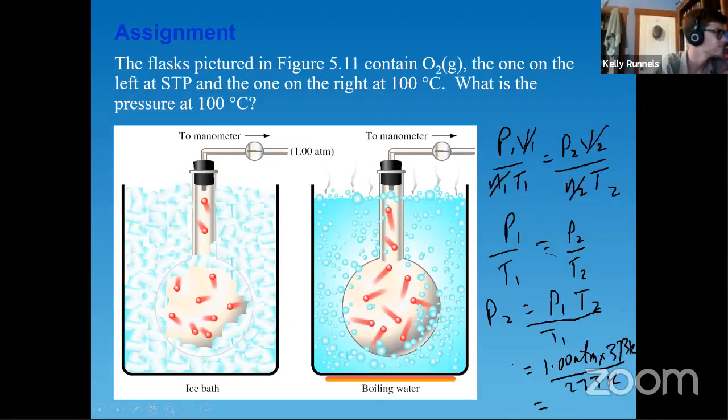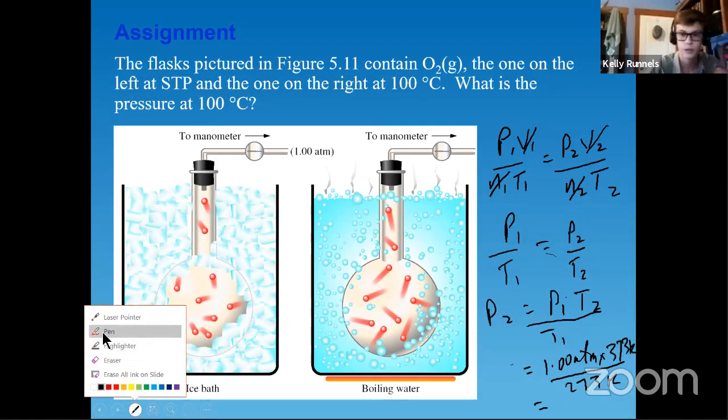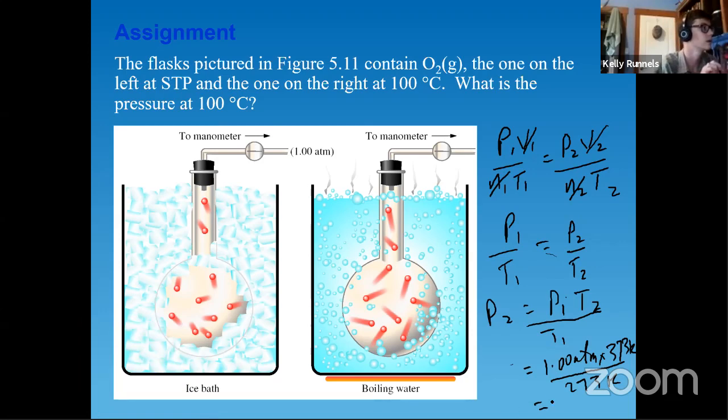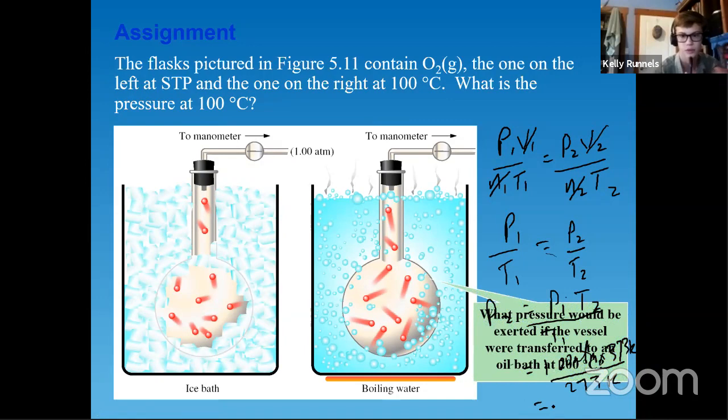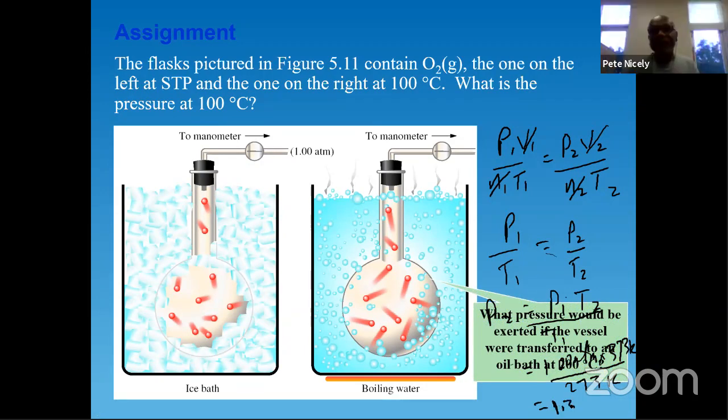273. All right, that gives us 1.37 atmospheres. 1.37 atmospheres. And that's basically how that is done, right? And again, it makes sense. 1.37 is greater than the 1 atmosphere before, which makes sense because you're changing the conditions, the temperature is higher, so therefore you'd expect the pressure to be higher as well. Okay, any questions about this example?